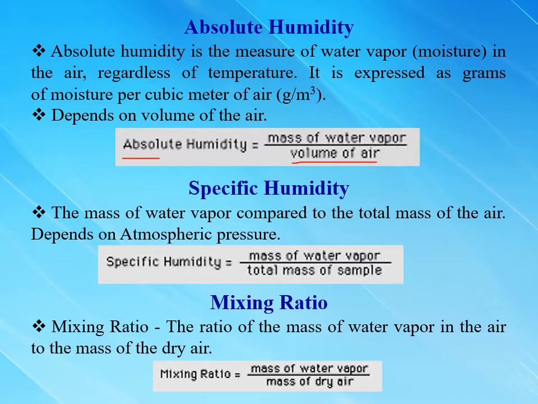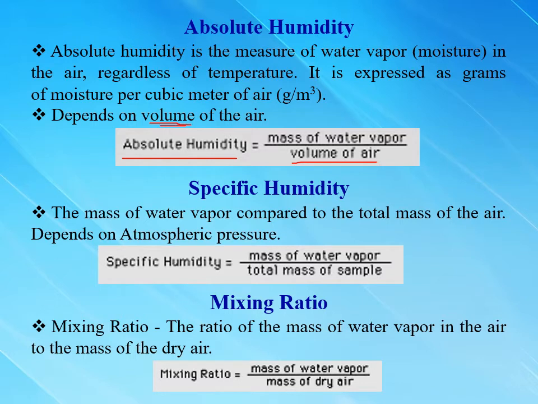Absolute humidity is basically inversely proportional to the volume of air. So with increasing volume of air, the absolute humidity decreases. The reverse is, with decreasing volume of air, the absolute humidity of the air increases. That means the air tends to be more saturated with decreasing volume.